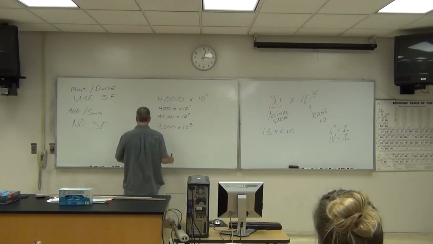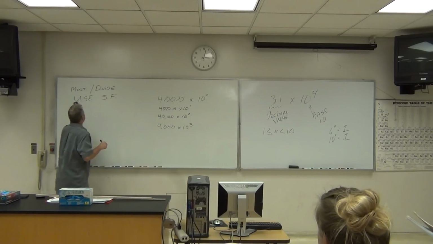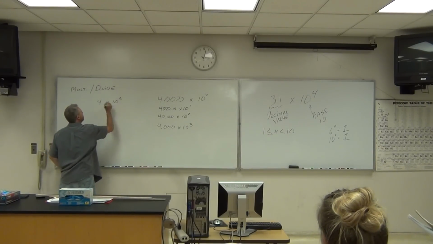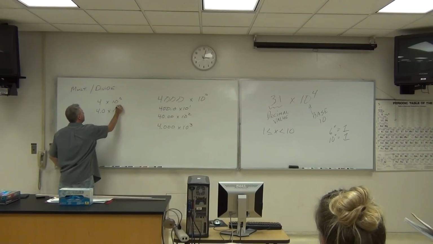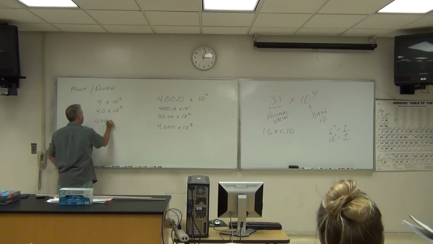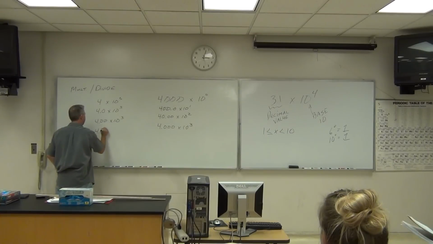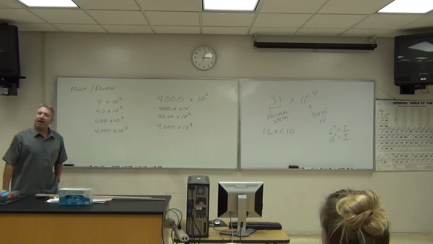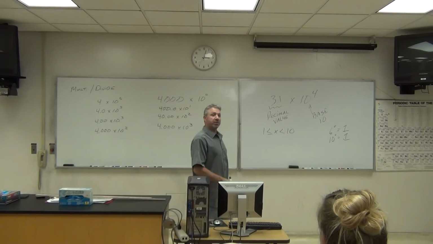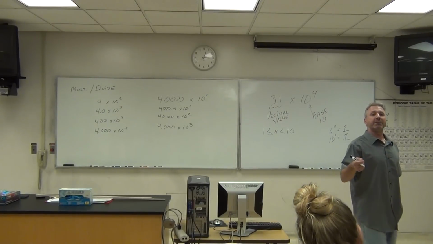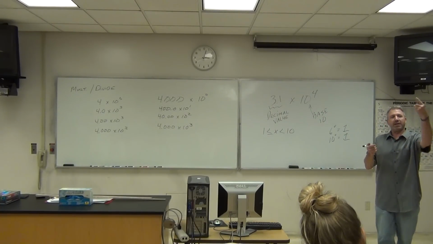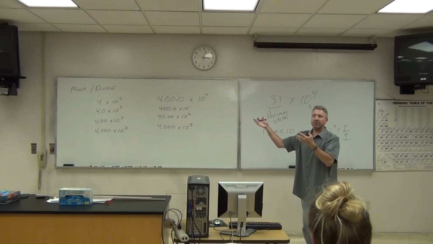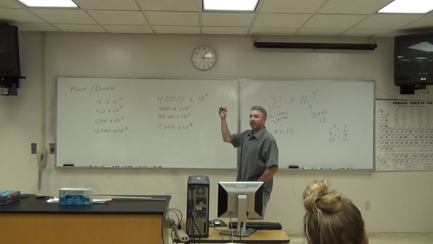So, when you're looking at the original 4,000, you can show 4,000 a number of different ways. All of these values equal 4,000 because they're all 4 times 10 to the third. What's 10 to the third? 10 times 10 times 10. 10 times 10 is 100, times 10 is 1,000. 4 times 1,000 is 4,000. So they all have the same value.